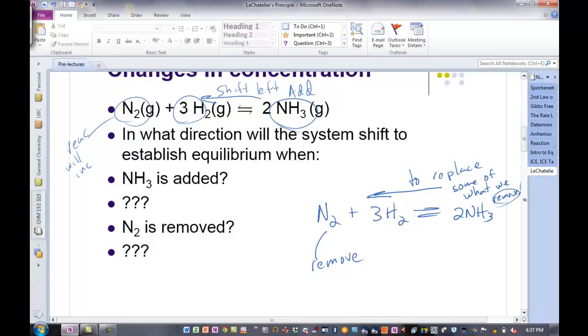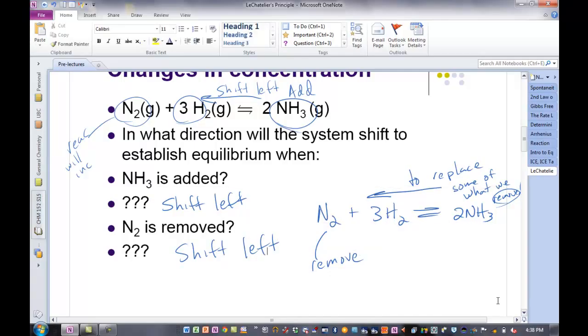So we removed some of a reactant. The system is going to replace some of that, so it's going to shift left again. Both of these are shifts left toward reactants. So we can add a reactant or product, or we can remove a reactant or product, changing the concentration. Hope that makes sense.